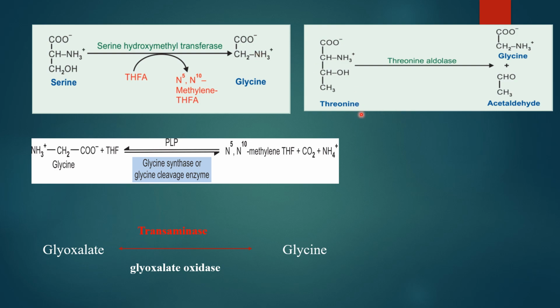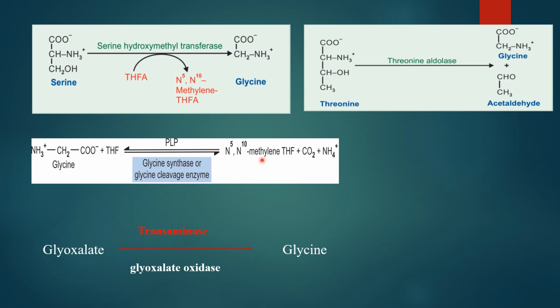Second is from threonine. It can also be derived from threonine in the presence of the enzyme threonine aldolase. So threonine is converted to glycine and acetaldehyde. It is a simple breakdown, a splitting reaction. One fragment is converted to glycine and another to acetaldehyde. Then it is also derived by the glycine synthase enzyme, which is also the glycine cleavage enzyme, as the reaction is reversible and can happen in both directions.